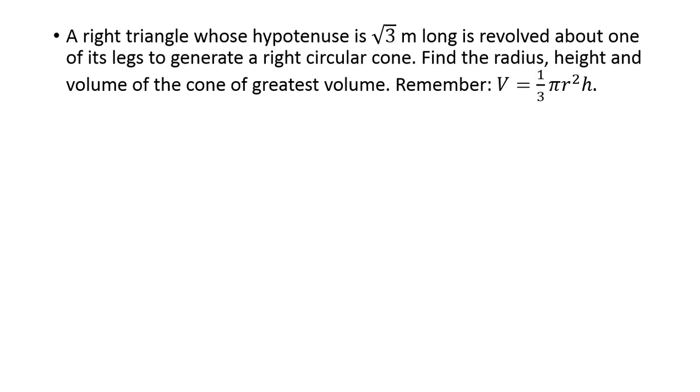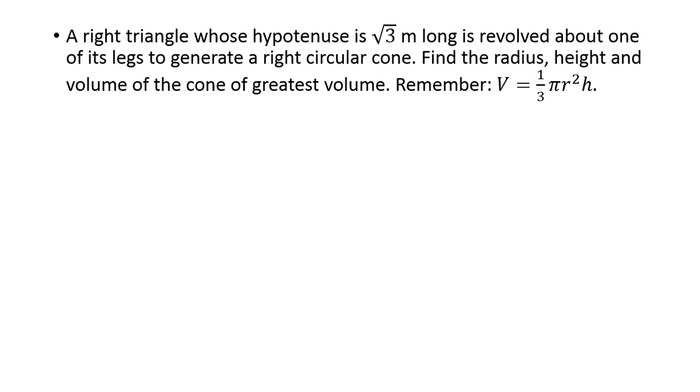Alright, so this is the fourth question that we're going over. This is the second video, and so the question is, we've got a right triangle whose hypotenuse is square root of 3 meters long. It's revolved around one of its legs to generate a right circular cone. Find the radius and the height so that you have the greatest volume.